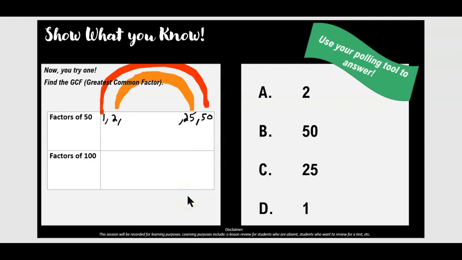Here's the rainbow. 1 times 50, 2 times 25. What about 3? No. What about 4? No. 5 times 10. Okay, I think that's it, right, for 50? Oh, I didn't get to half. Oh, I did get to half.